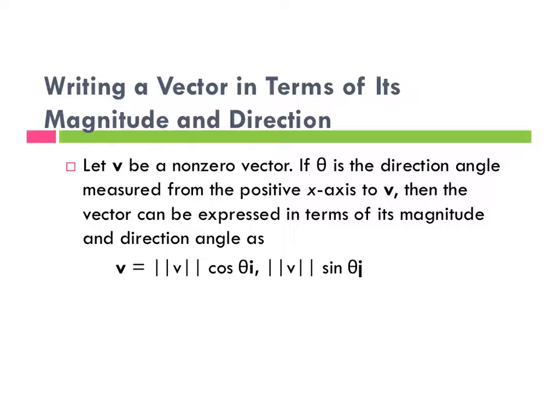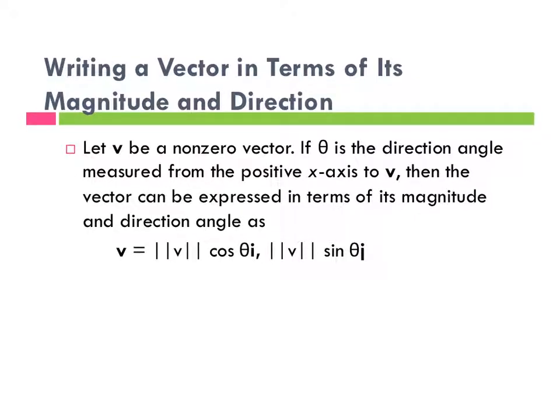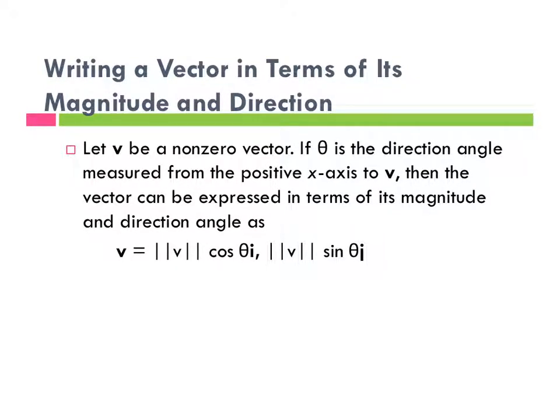All right, writing a vector in terms of its magnitude and direction. So this time we're working kind of backwards. You're given the magnitude and you're given the angle that vector forms with the x-axis. And it's asking you for the component form. So again, you'll get given two things: the magnitude of the vector, the length of the vector, and the angle it forms with the x-axis. That's what your theta will be.